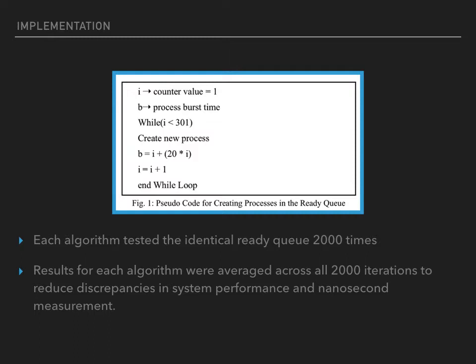The reason we did that is because it was implemented in Java. The Java documentation says that there is not exact nanosecond accuracy, and we couldn't use milliseconds because it was not an accurate enough simulation because of the speed that these executed. After we sent each ready queue 2,000 times to each algorithm, metrics were averaged across each of the 2,000 iterations and then ordered.